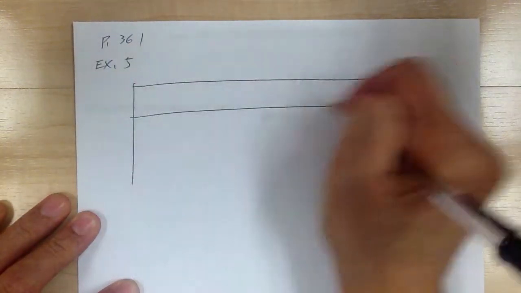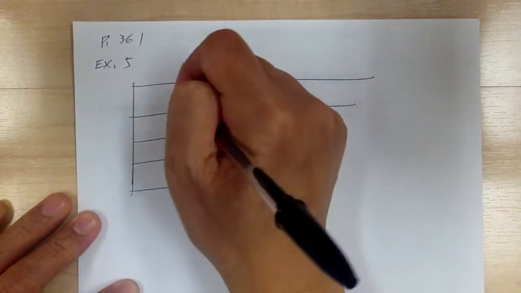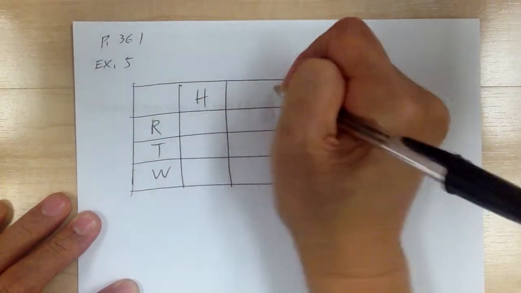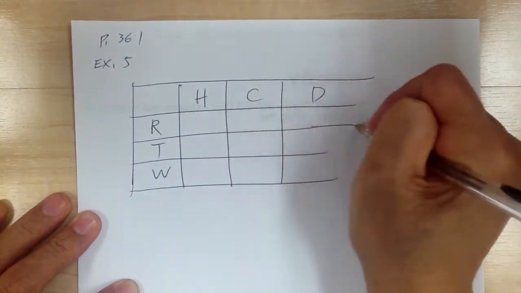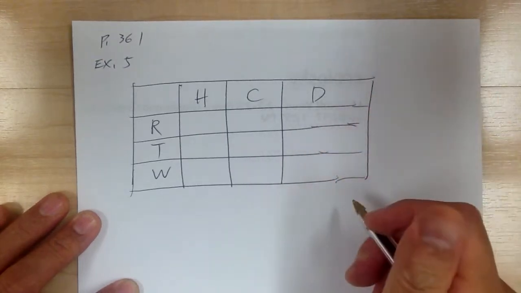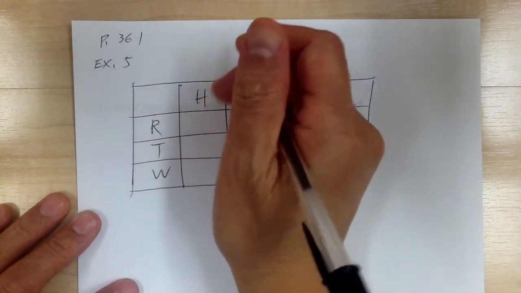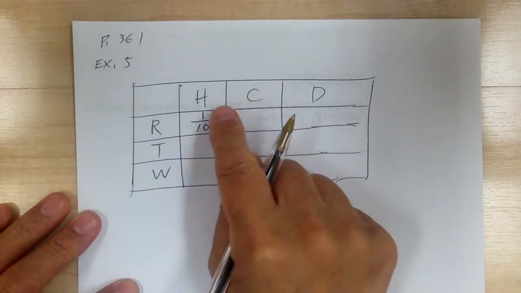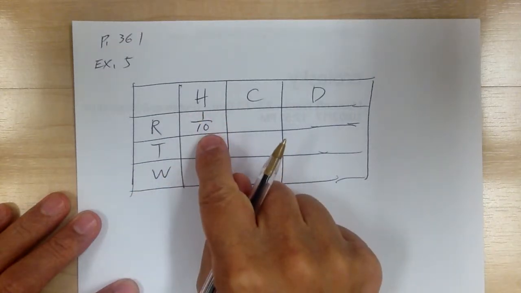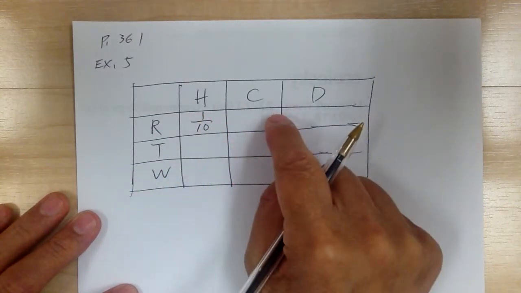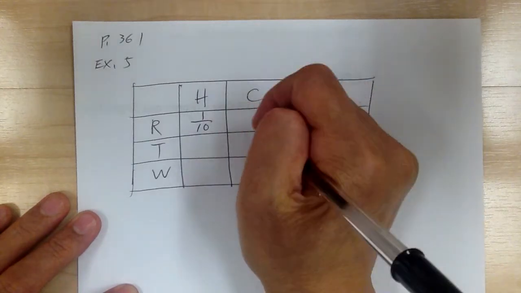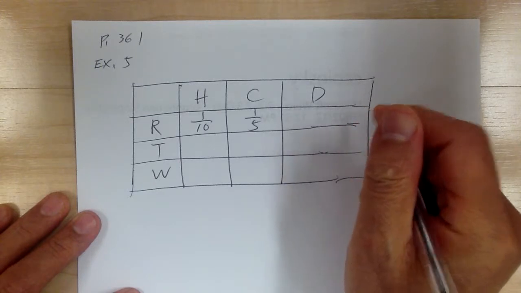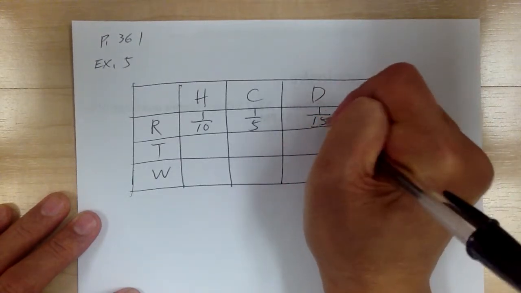Okay, so in this case, you've got 3 things now. You have rate, time, and work. You have the hot water, the cold water, and the drain. The hot water can fill the tub in 10 minutes, so the rate is 1 over 10. Every minute it can fill 1/10. The cold water faucet can fill the tub in 5 minutes, so every minute it can do 1/5. And the drain can empty the tub in 15 minutes, so every minute it will drain 1/15.